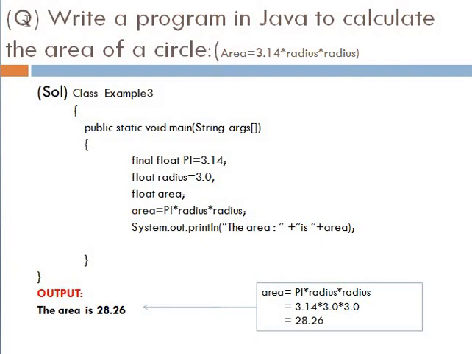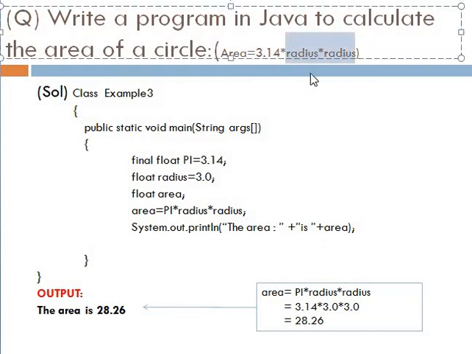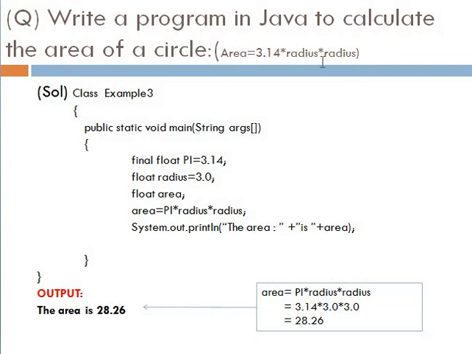Now consider the question as shown in the slide. It says write a program in Java to calculate the area of a circle. The area of a circle is calculated using the formula area equal to 3.14 multiplied by radius multiplied by radius. So we shall multiply the radius 2 times. Now see, in computer we denote the symbol asterisk as multiplication. This asterisk symbol you can find in the computer keyboard. If you see your computer keyboard, you can easily find this asterisk symbol. So this is treated as a multiplication symbol.